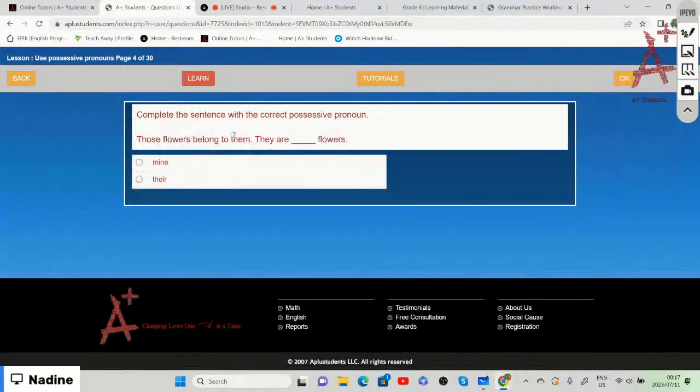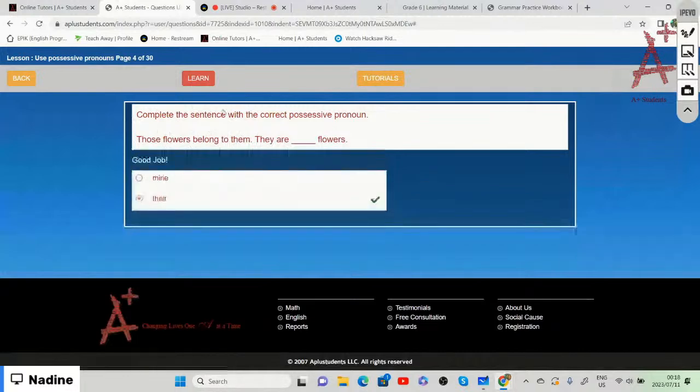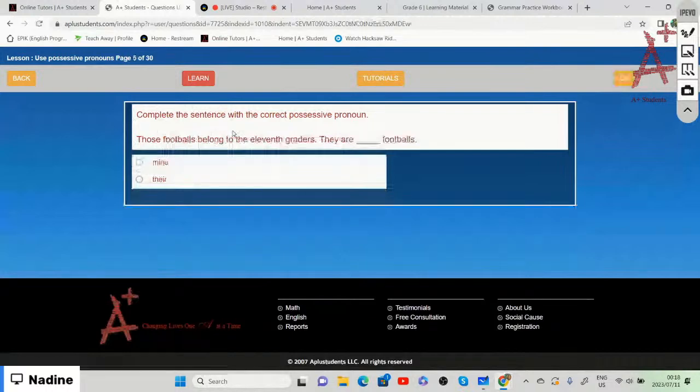Those flowers belong to them. If flowers belong to them, then they are my flowers or their flowers. So if the flowers belong to them, who do they belong to? Is it mine based on the options, or is it their flowers? Well done. If you chose their, then that is correct because it is their flowers.